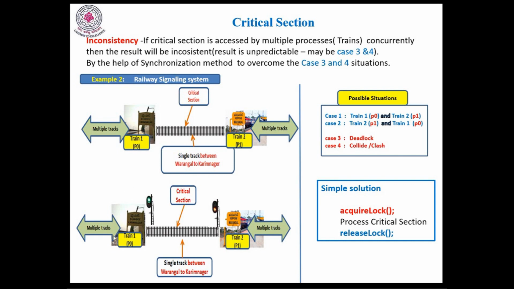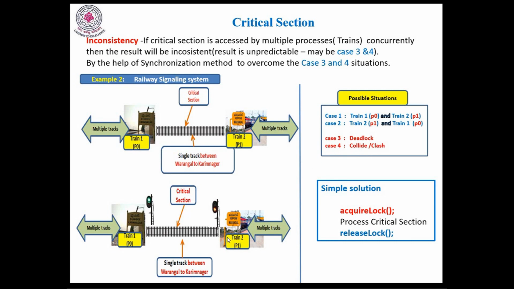Let us see in the next diagram. What are the possible situations? Case 3 is the deadlock. Case 4 is the collide or clash. This should not occur. This should be avoided. How to avoid? I am introducing here a signaling system.